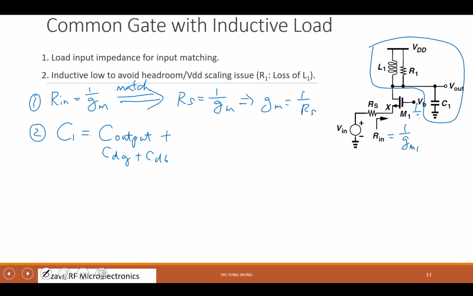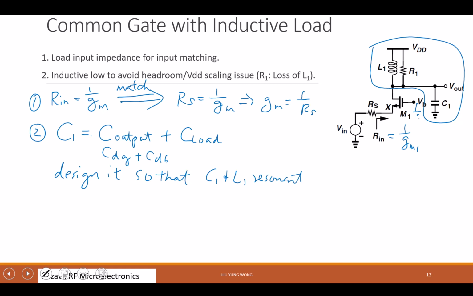Anyway, and plus the loading. I'm loading the next stage. I have wire and also input capacitance, right? So this is the C1 that is there. I need to design it so that C and R and L resonate.